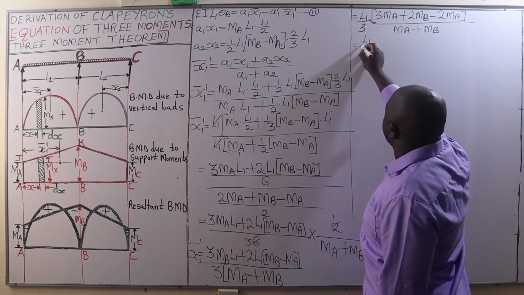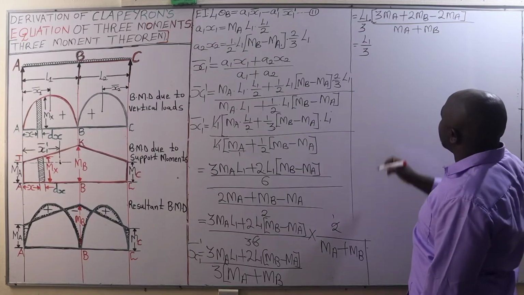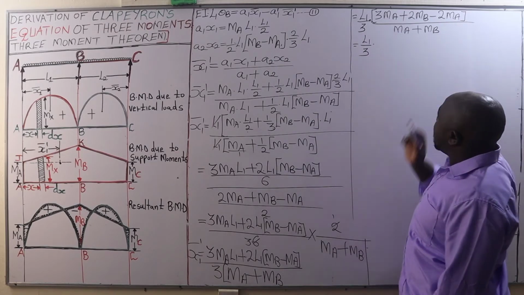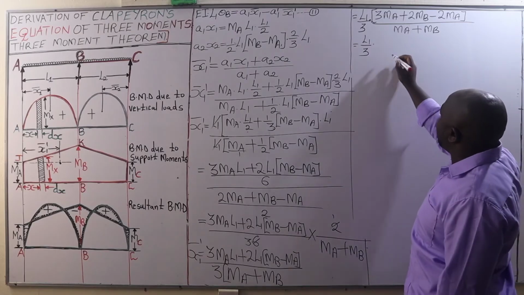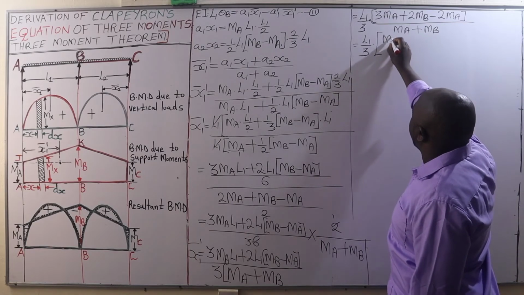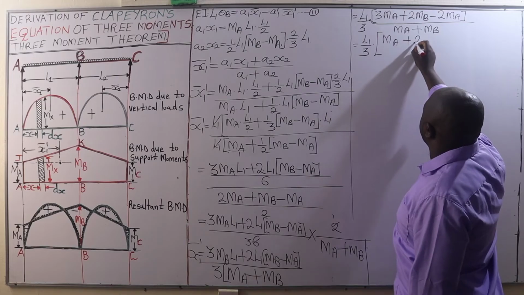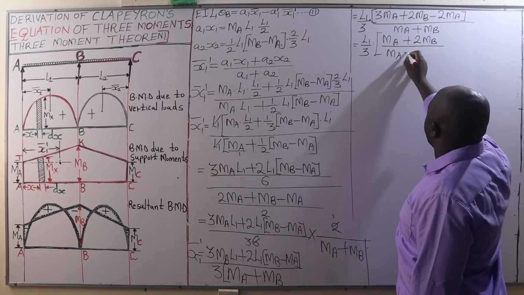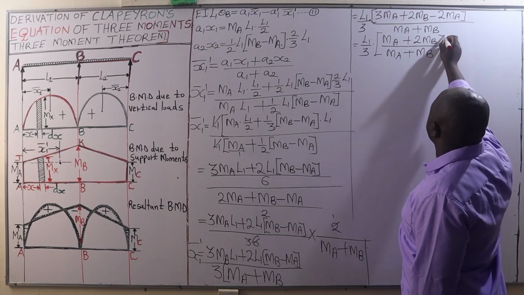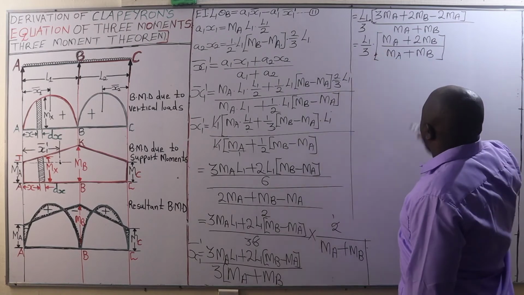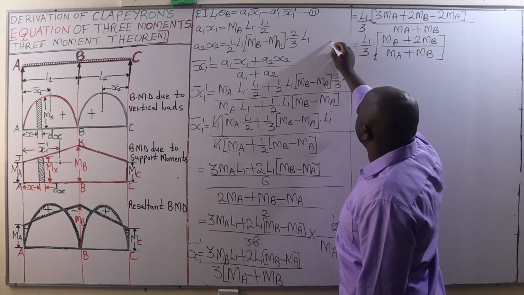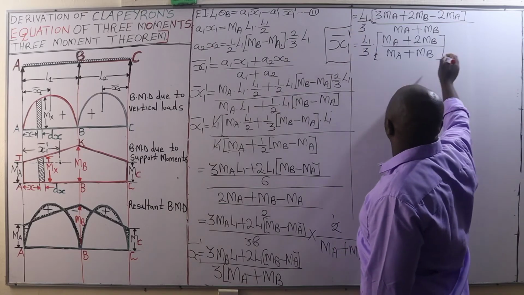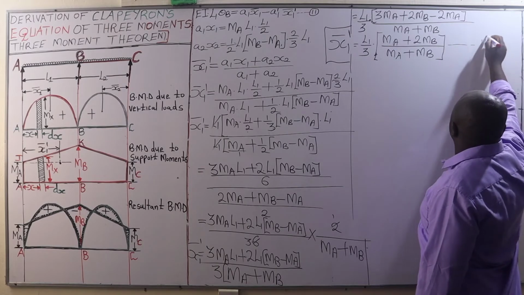This will lead us to L1 over 3 multiplied by 3MA minus 2MA. That's going to be MA, 1MA, and therefore we are going to have MA plus 2MB all over MA plus MB. So that is it, and this is bar x1 prime. So let's call this equation 3.